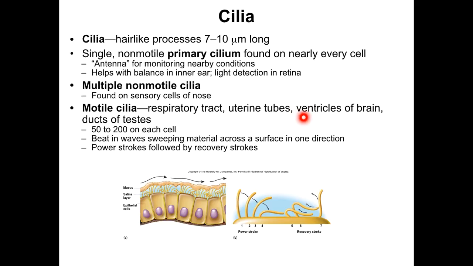It's found in the ventricles of the brain. We'll talk about this more, but it actually is involved in circulating your cerebrospinal fluid around your brain and spinal cord. And they're found in the ducts of the testes, where they move sperm from your testes through a bunch of tubes inside of your testes and eventually out of your testes and into your seminal ducts, where sperm can eventually be ejaculated from. So cilia are these short thread-like projections that beat and create basically a current. They move things around cells.